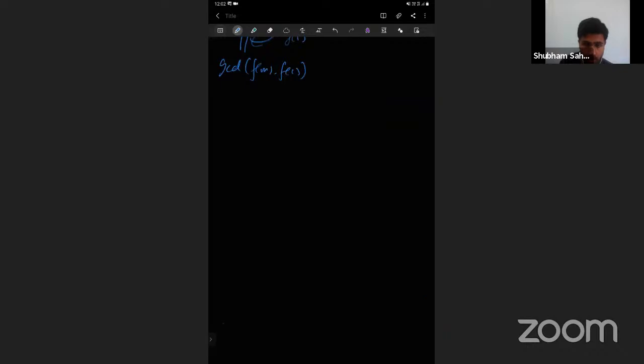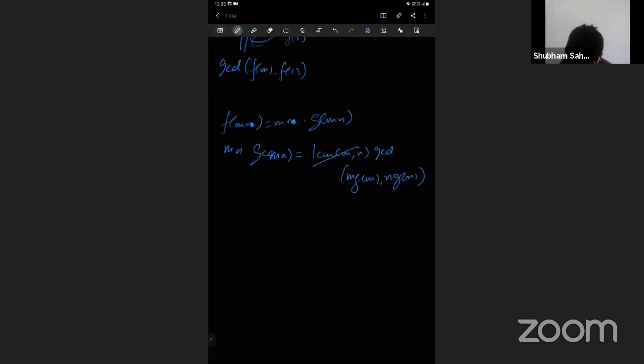Now, let's see. f(mn) is just m times n times g(mn), and so the functional equation now becomes, after dividing, gcd(m, n) appearing in the equation.